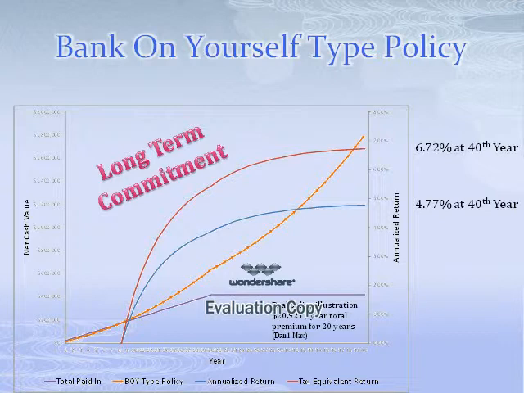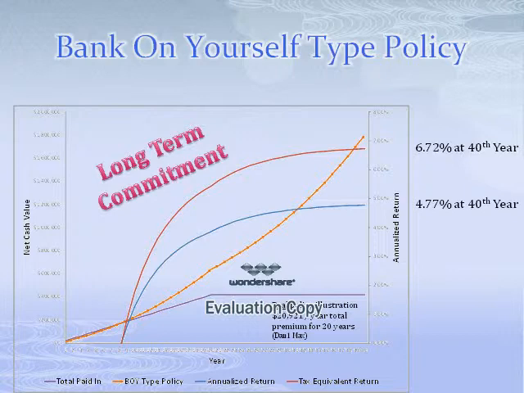If you look here at this chart, you can see that the returns actually start off negative. That means in the early years of a policy, I have less cash value than the amount of money that I've put into the policy. But you can see how steeply that return grows, and you can see both the 4.77% absolute return and then the 6.72% tax equivalent return at the 40th year.